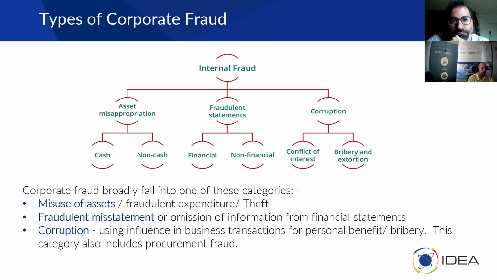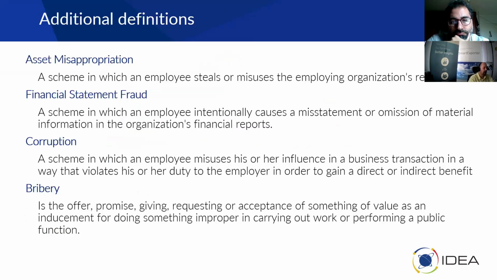What are the types of corporate fraud? We also call it internal fraud. There are three different categories actually: asset misappropriation, fraudulent statements, and corruption. You can see a little bit of information about that. We can actually separate corruption and bribery, because sometimes corruption and bribery go together. However, sometimes not.